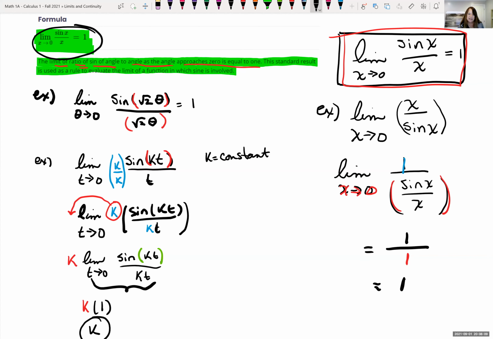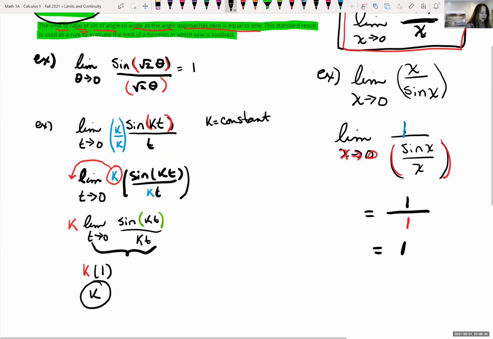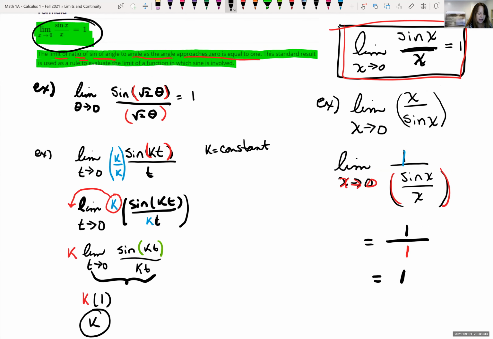Which makes sense, right? This is telling me that the limit of the numerator as x goes to 0 and the limit of the denominator as x goes to 0 are going to the same value in order to get back 1, other than 0. Okay, so I'm okay at that point.